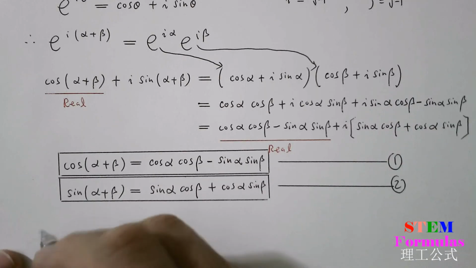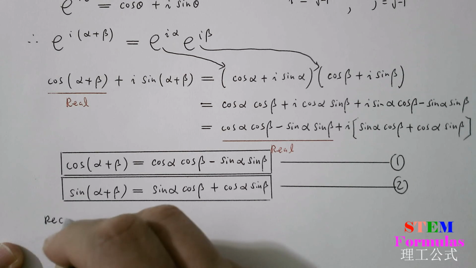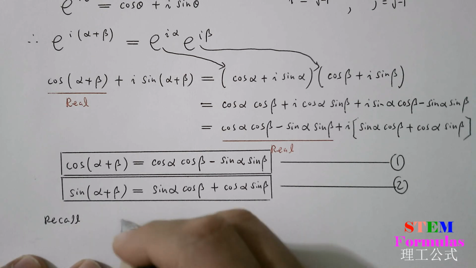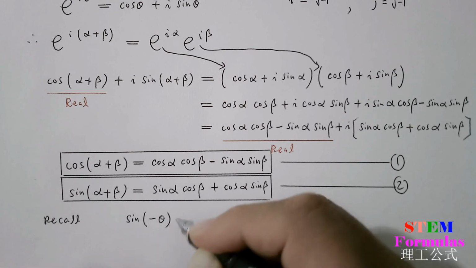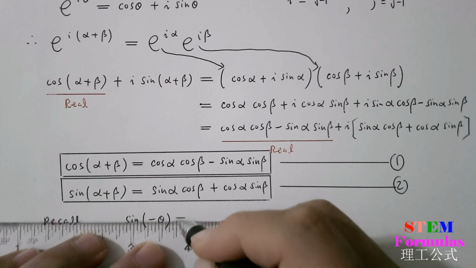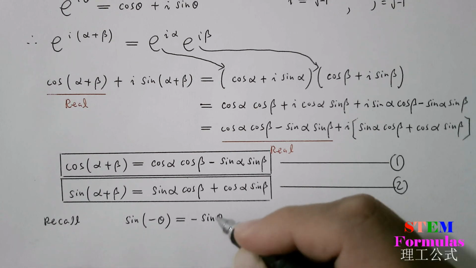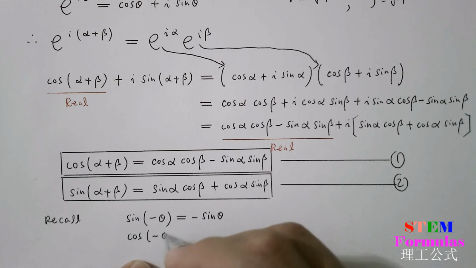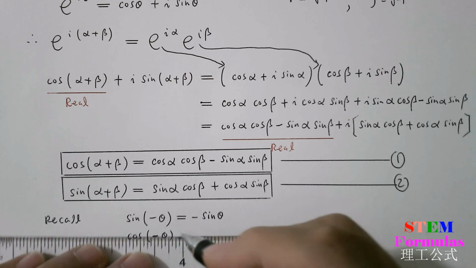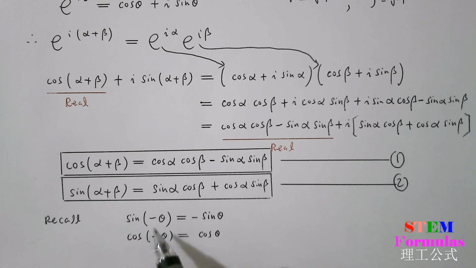Also, we remember that, recall that sine is an odd function: sine of minus theta equal minus sine theta. And cosine is an even function: cosine of minus theta equal cosine theta. So sine is an odd function, and cosine is an even function.